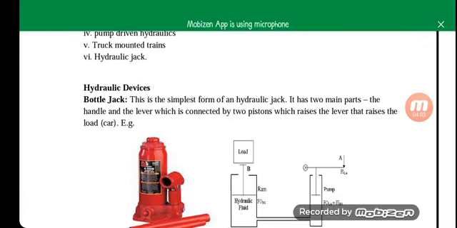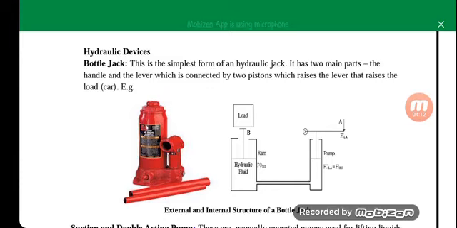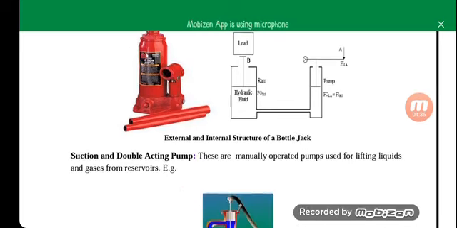Now, hydraulic devices. The first one is the bottle jack. This is the simplest form of a hydraulic jack. As you can see in the diagram, it has two main parts: the handle and the lever, and they are connected to two pistons, which raise the lever that raises the car. That was what I was trying to say a few minutes ago. This thing is placed under a car. When it's placed under the car, pressure is applied up and down, and as it's applied, the car moves up a little.